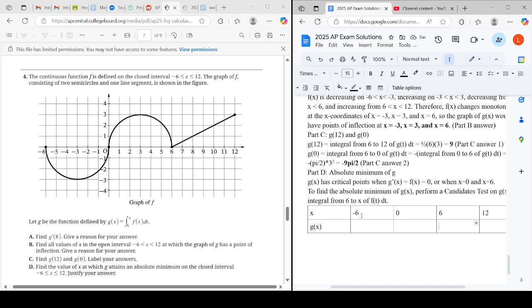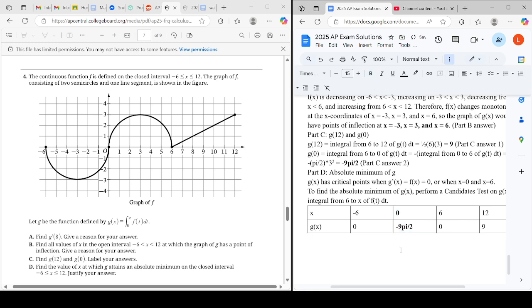At 6, because it's from 6 to x, 6 to 6, the integral would be 0 because of our integral property. At 0, we already found g of 0, this would be negative 9 pi over 2. At negative 6, this area is the opposite of the area, so when you add these together, it cancels out, and this will also be 0. And we already discovered that this was 9 from our previous part. So this cell is our minimum value for g of x.